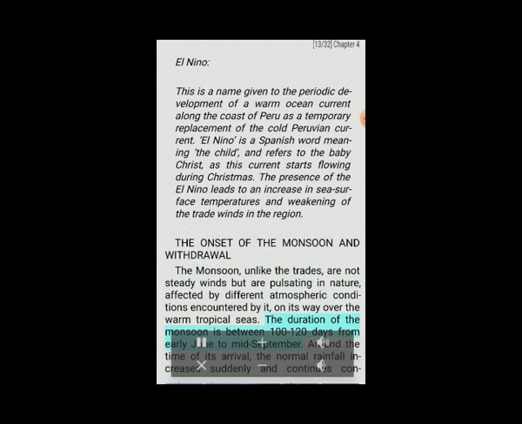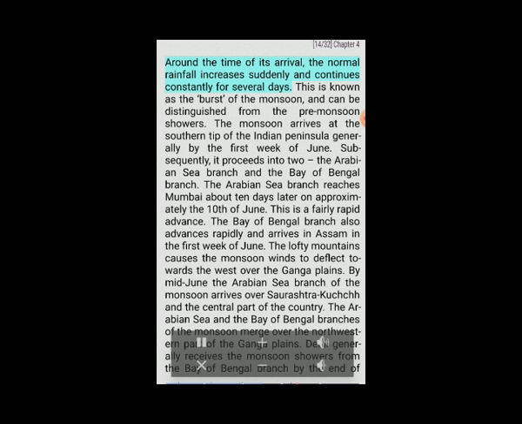The duration of the monsoon is between 100 to 120 days, from early June to mid-September. Around the time of its arrival, the normal rainfall increases suddenly and continues constantly for several days. This is known as the burst of the monsoon, and can be distinguished from the pre-monsoon showers. The monsoon arrives at the southern tip of the Indian peninsula generally by the first week of June.